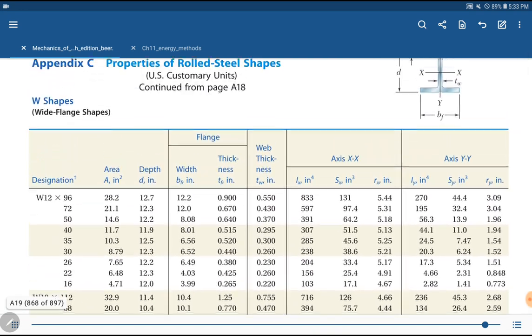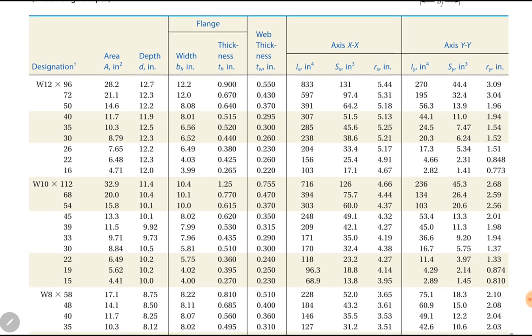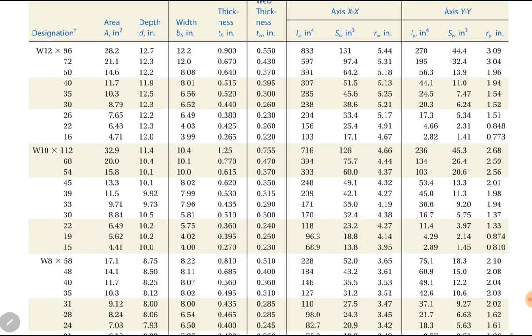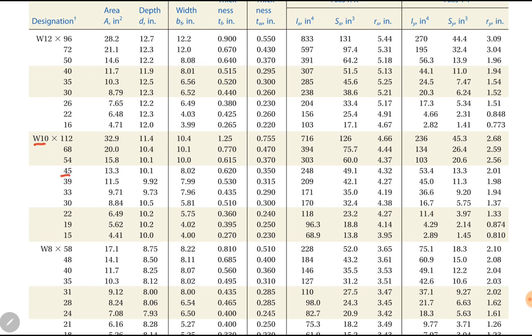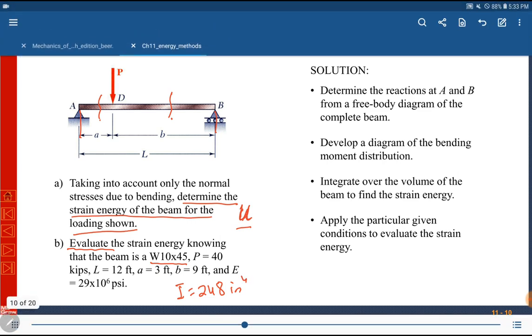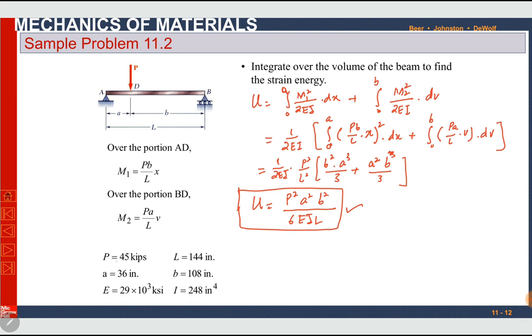So we will move to the book, table in appendix C, W 1045. If the X or Y axis is not given, we will find it around its natural axis, which is the X axis, in this case the horizontal axis. W 1045, so if we move here, it is 248 inch power 4, IX. So let us keep I equal to 248 inch power 4.